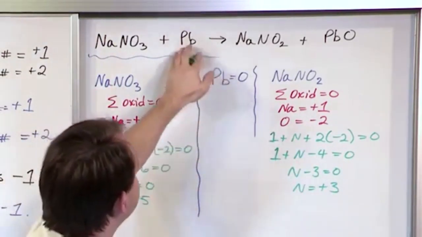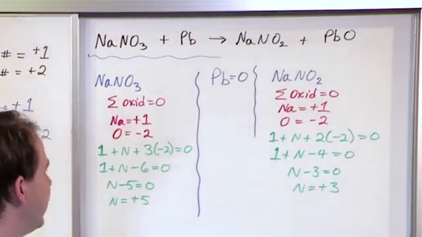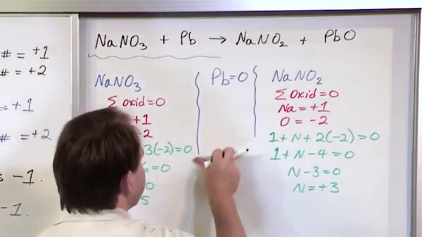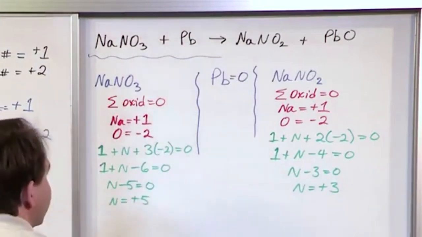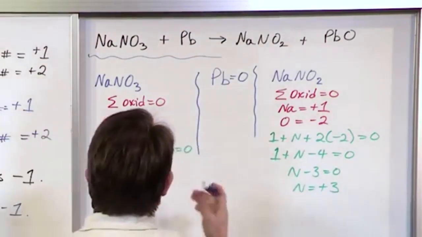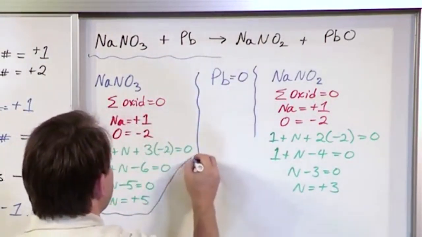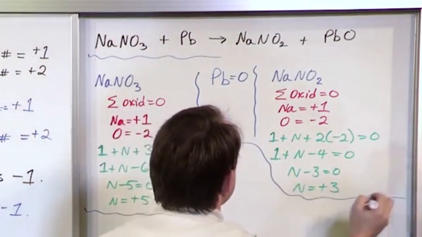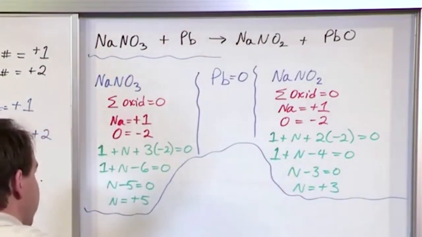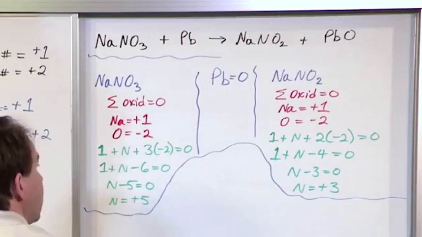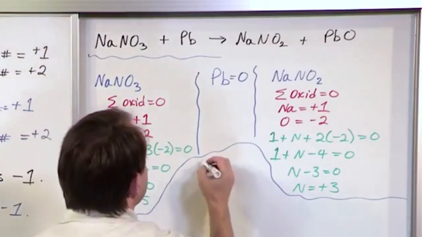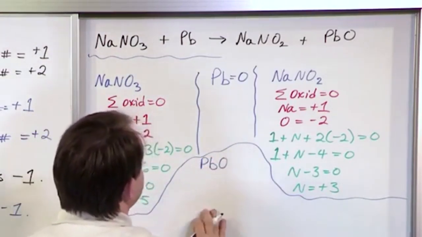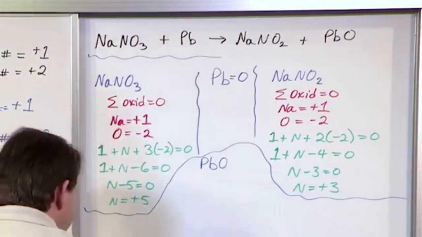I have the oxidation number of this, and I have the oxidation numbers of everything here. The only thing that really remains is the oxidation number of the lead oxide. So what I'm going to do to keep room on the board is draw a little dividing line here, and I'm going to do that one right under here. Right? So what we're going to do is look at PbO. And again, we do this exact same process.